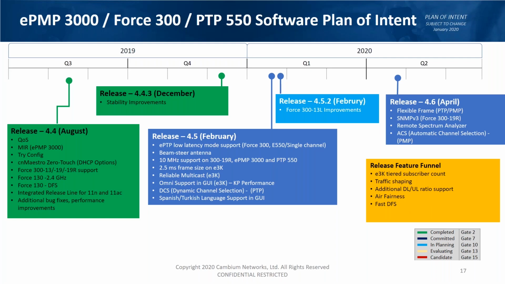Then we'll have a dot release. This may blend together that 4.5.2 release, which will optimize the 4313L. And then in April, we'll have 4.6, which will bring a few things. It will bring flexible frame support, which we had in the 2000. Now that'll come available in the 3000. SNMP V3 on the 19R. And then this automatic channel selection, which some customers may find quite compelling.